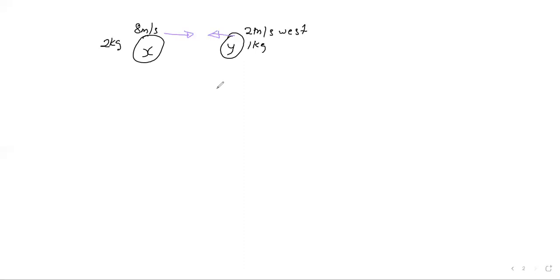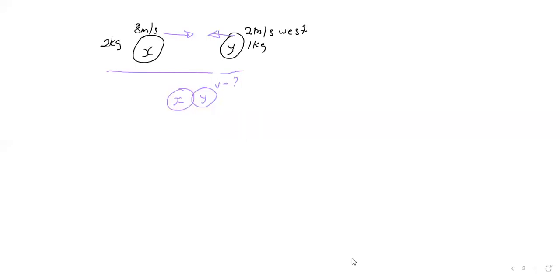We need to get, they say after collision, body X and body Y couple and move at a velocity which is unknown. Let's say calculate the velocity of the system after collision.